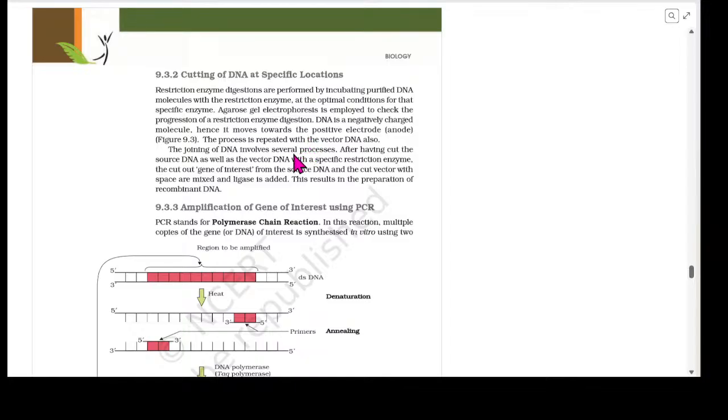The joining of DNA involves several processes after having cut the source of DNA as well as the vector DNA with a specific restriction enzyme. The cut out gene of interest from the source DNA and the cut vector are mixed with ligase, and finally they are joined. This results in the preparation of recombinant DNA.